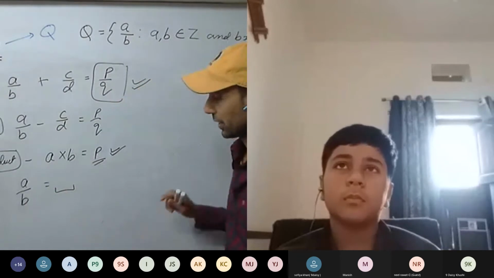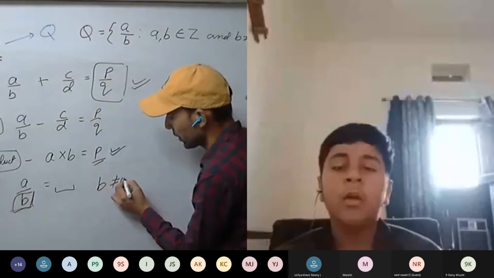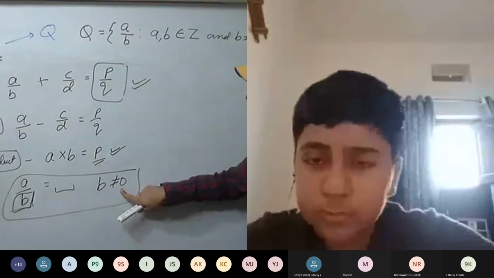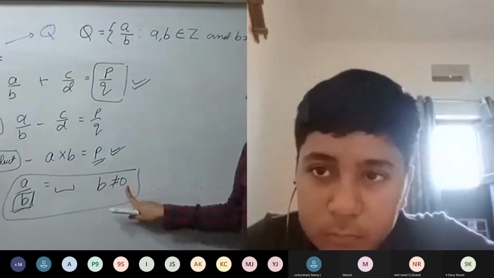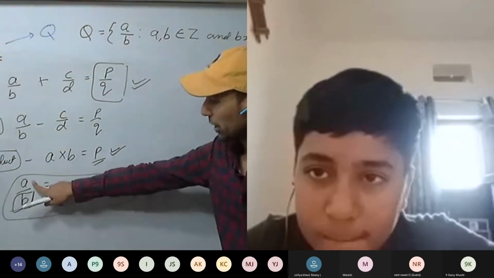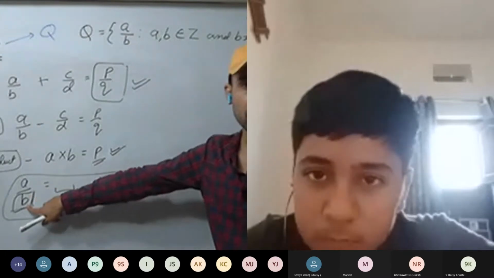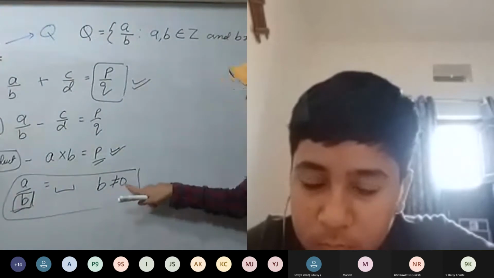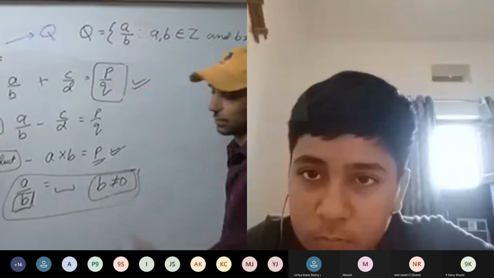But there's one condition here. That is, the denominator should not be equal to 0. Always remember this one. So in division of two rational numbers, there is one condition: the divisor, that is the denominator, must not be equal to 0. We are dividing a rational number by a rational number, so the rational number which is coming in the denominator, or we can say the divisor, should not be equal to 0.